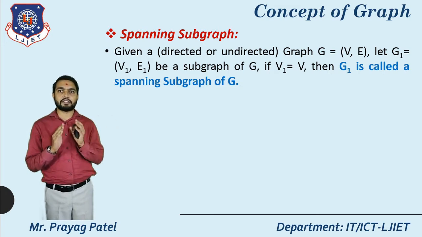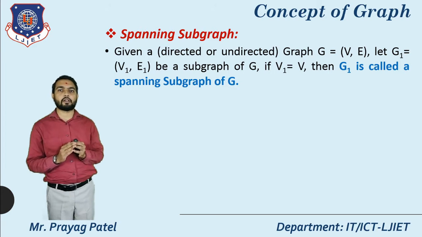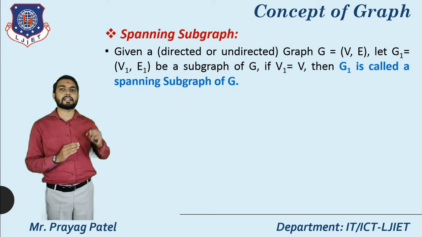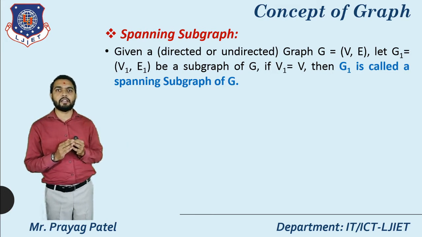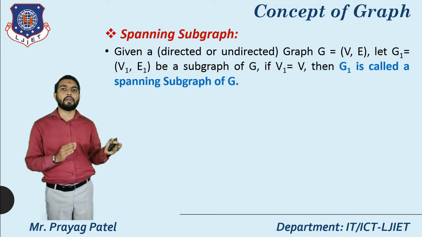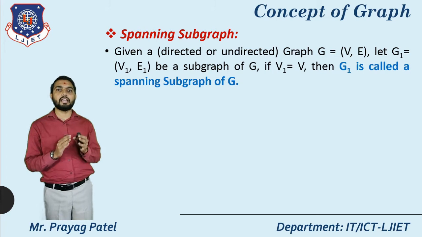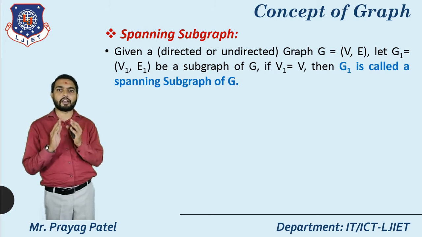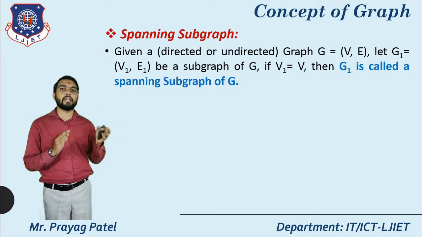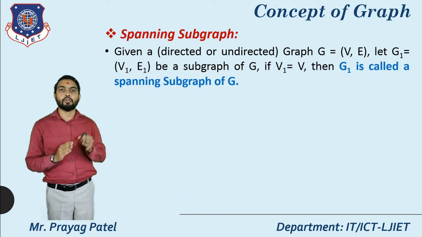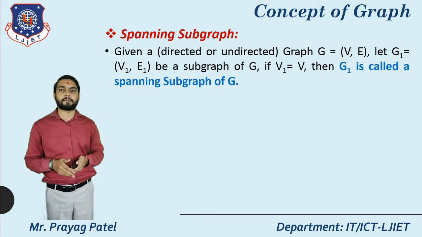Now here we consider G1 as a subgraph, meaning V1 is a subset or equal set of V and E1 is a subset or equal set of E. But one additional condition here is V1 = V, meaning compulsorily all the vertices in your graph must be included in your subgraph also. So that subgraph is called the spanning subgraph.